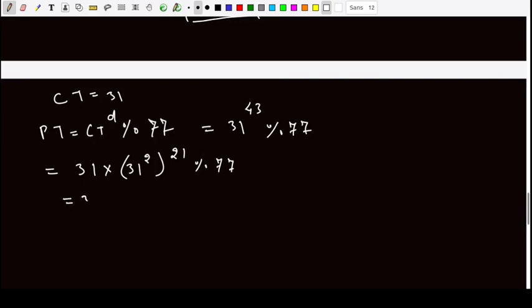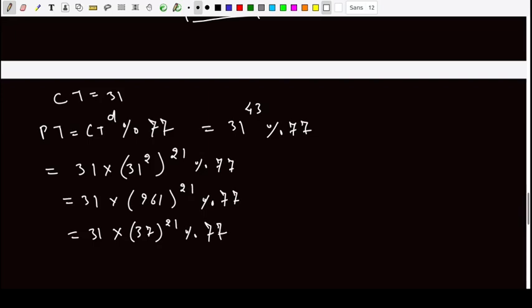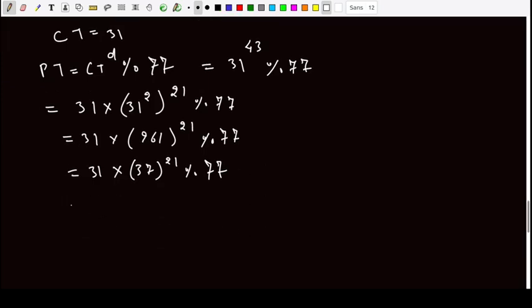Now let's compute 31 whole square. 31 whole square is basically 961. Okay, 961 to the power 21 modulo 77. Now if you divide 961 by 77, what is the remainder you'll get? The remainder will be 37. Okay, so 37 to the power 21 modulo 77. By the way, I think I'll create a separate video for modulo operations. I'm just using it very straightforwardly, but I hope that is clear. But in case it is not clear to you, please drop a comment and I'll try to address it.